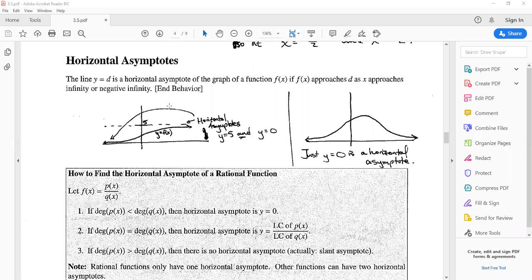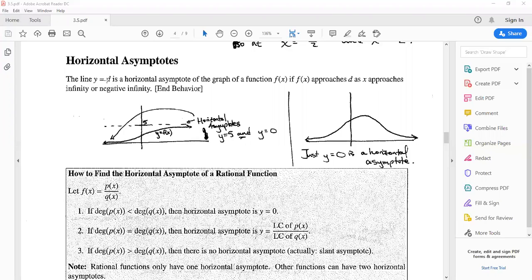So here is an example of a function that looks like it has two horizontal asymptotes. It looks like it has the line y equals 5 as a horizontal asymptote as x goes to positive infinity, but the line y equals 0, aka the x-axis, is a horizontal asymptote as x goes to negative infinity. So I think the most number of horizontal asymptotes that a function could have is 2.